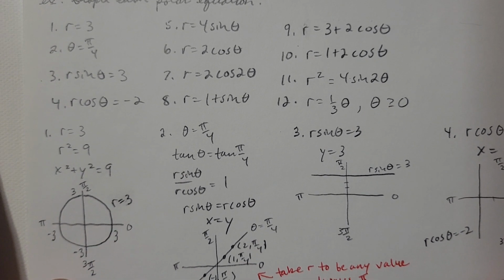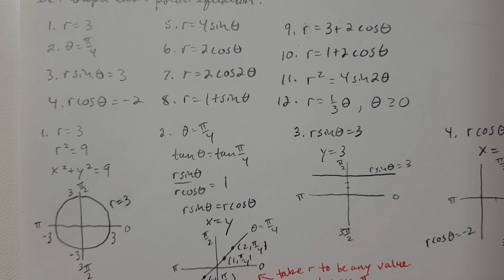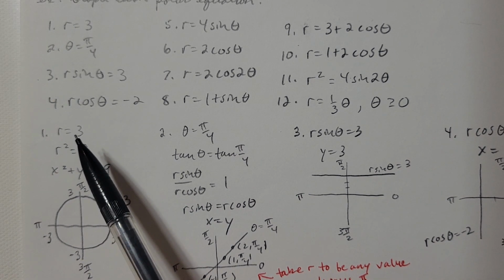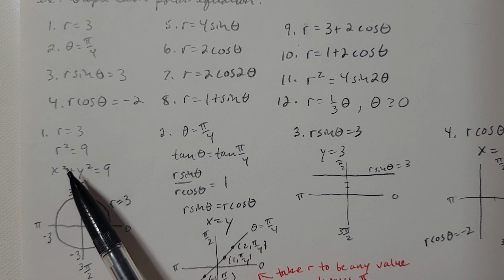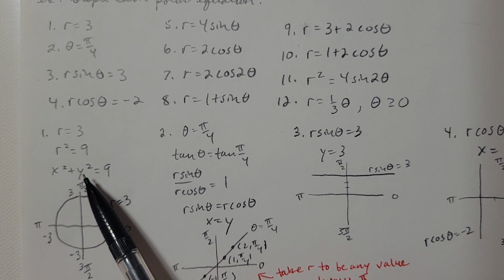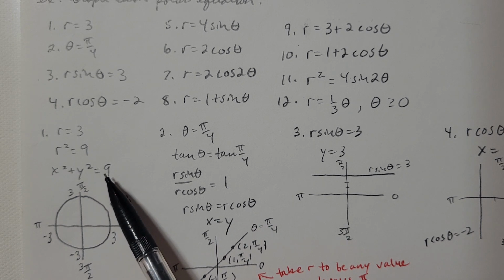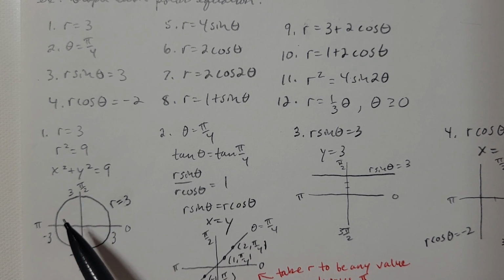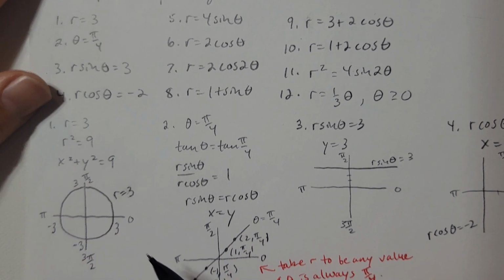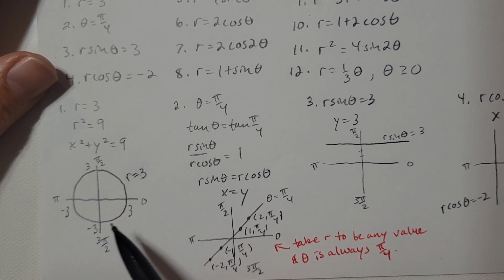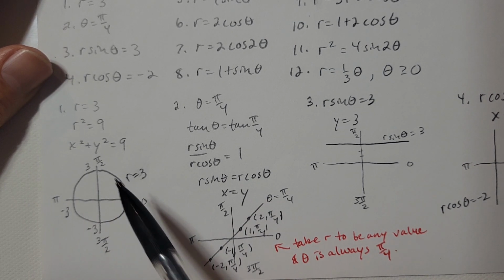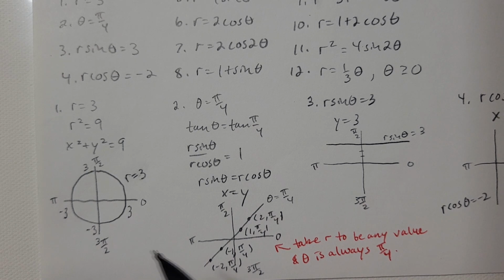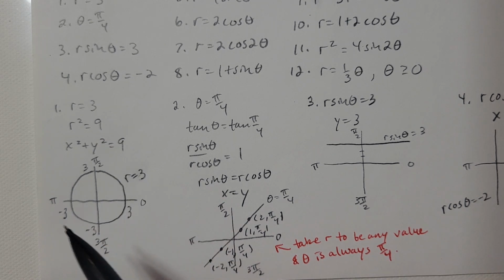So suppose that we want to graph r equals 3. Well, if I square both sides in that equation, r squared equals 9. R squared is x squared plus y squared. So I got x squared plus y squared equals 9. That'd be a circle, which is centered at the origin, and the radius is 3. So I need to go 3 units out on each of these axes and plot a point. And I get a circle. But by the way, it does not matter what theta is. Theta can be anything. R is always 3. So we end up getting the circle of radius 3.